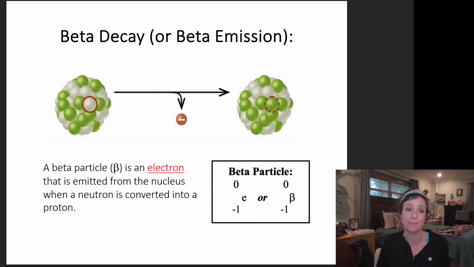Our second type of decay is called beta decay. Now, a beta particle is an electron. You were like, I thought electrons had nothing to do with the nucleus. Well, they don't. But here's the weird thing: that electron does come from the nucleus.